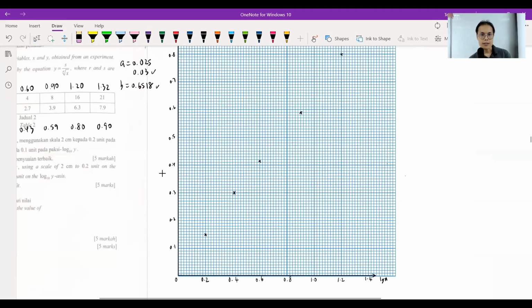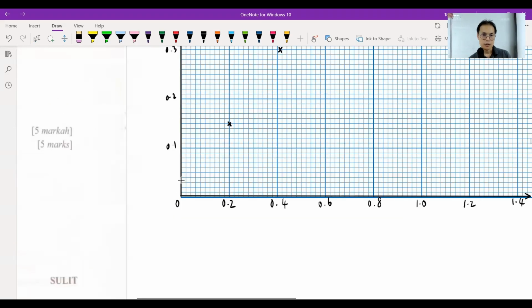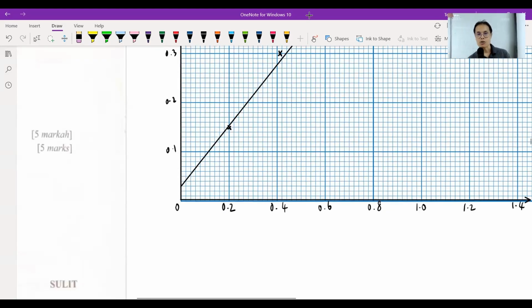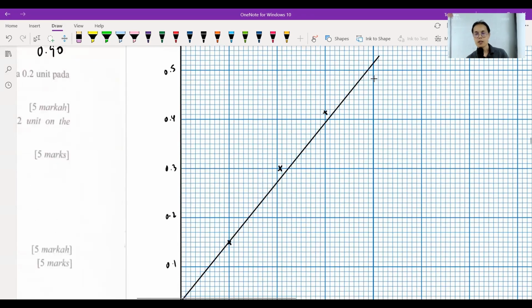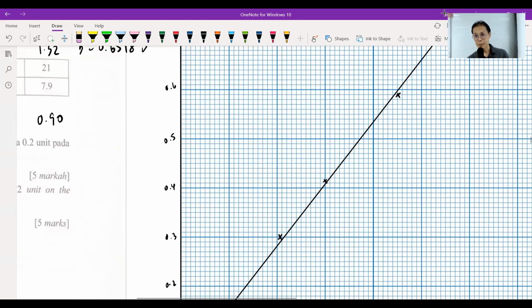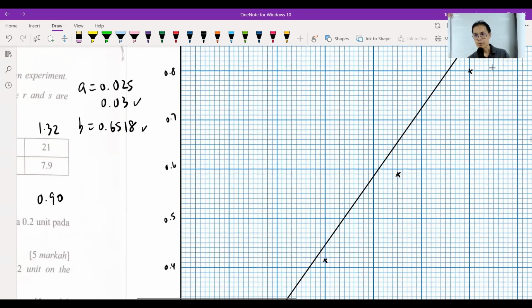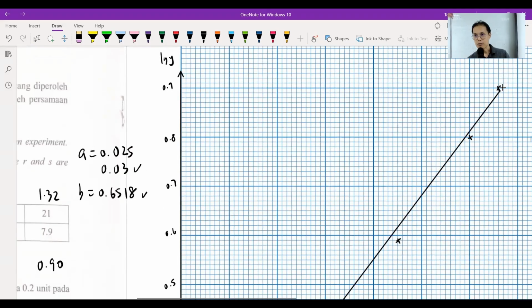So I'm going to fix 0.3 here. Yeah, 0.3 here. And we're going to adjust the line. Make sure it passes through as many points as possible. The line of best fit must be a line that passes through as many points as possible. It's balanced, right? The number of points on the left must be the same as the number of points on the right.